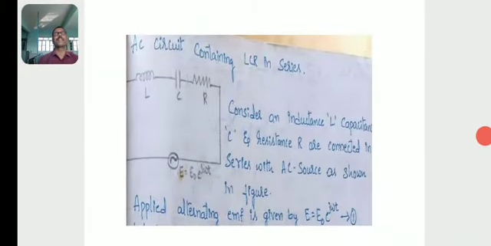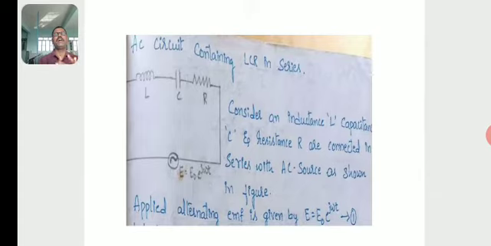So look here, an AC circuit containing LCR. That means there are three circuit elements connected in series. L is the self-inductance of the coil, C is the capacitance of the capacitor, and R is the resistance of the resistor. Let E is equal to E naught e to the power of j omega t. Let this be equation number 1.